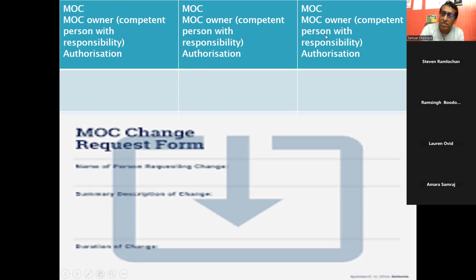What's the consequences of that? What are the controls, right? You could put all of that and you could download an MOC form for yourself, right? I don't think, let's check and see. You could just go on Google, right?